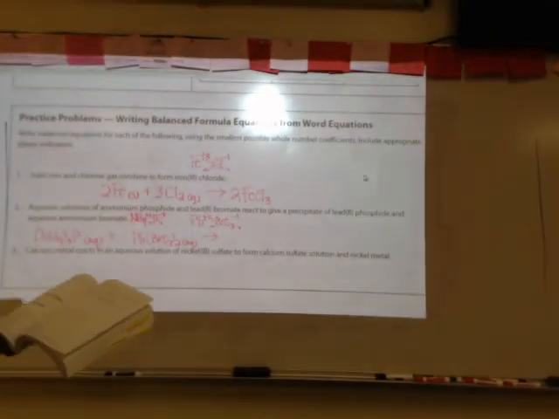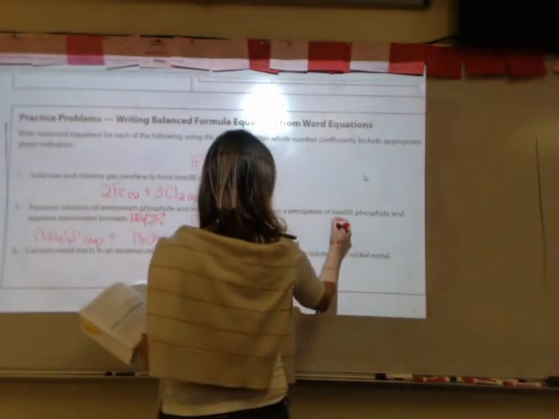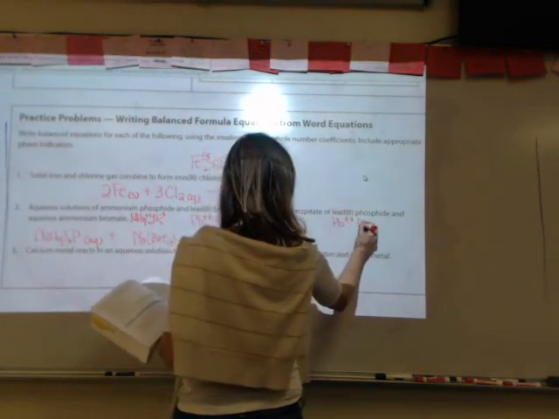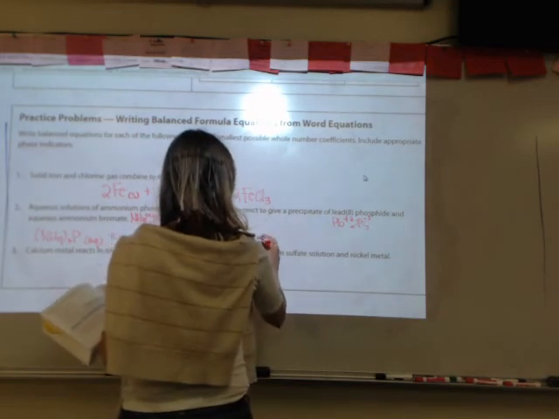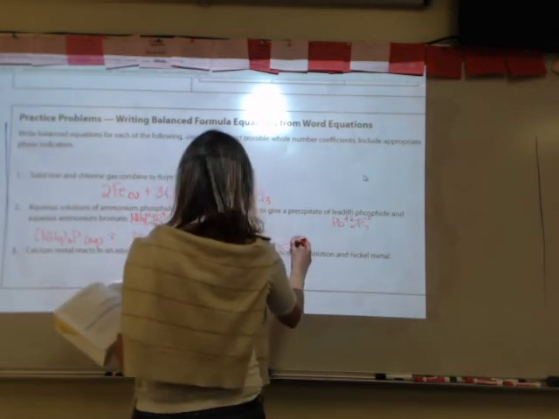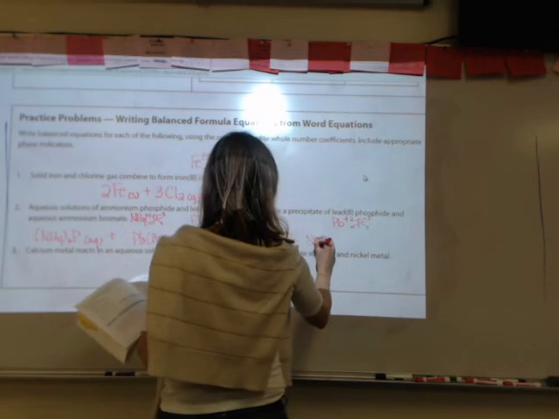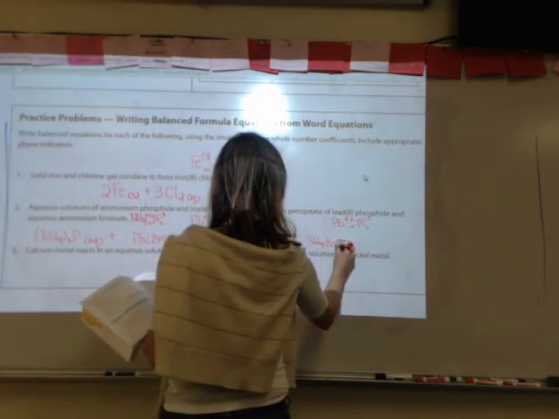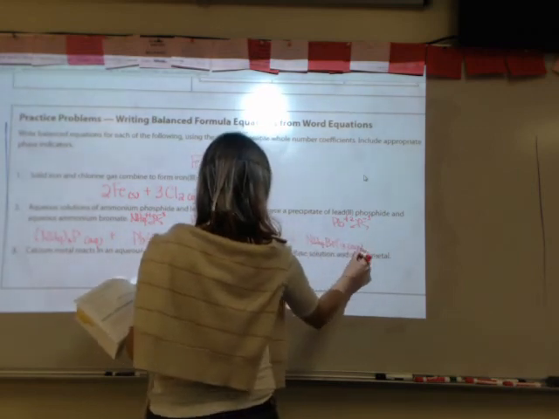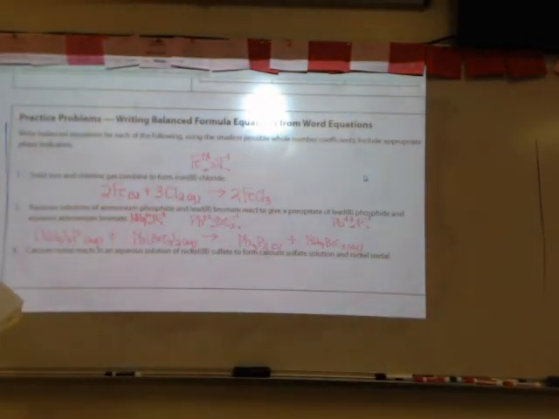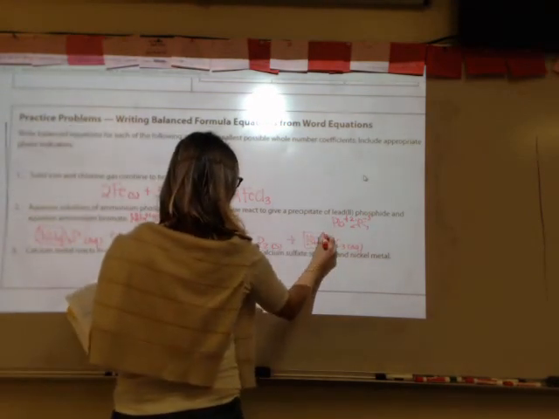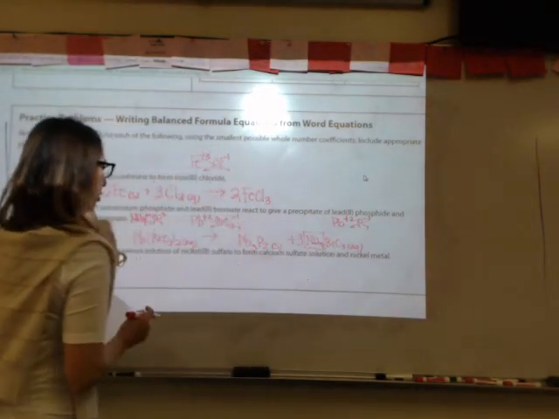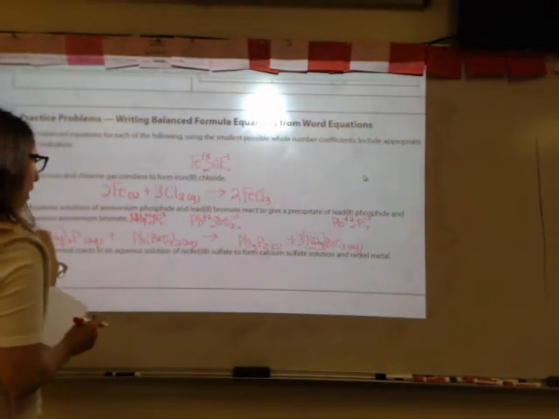Those are reacting to give a precipitate, which is a solid, lead 2 phosphide, and that's going to be Pb3P2, so I put a solid after that, and aqueous ammonium bromate, which is NH4BrO3. Now we have to balance it. So I have 3 NH4s on the left, and I have 1 on the right. So I'm going to put a 3 in front of NH4BrO3.